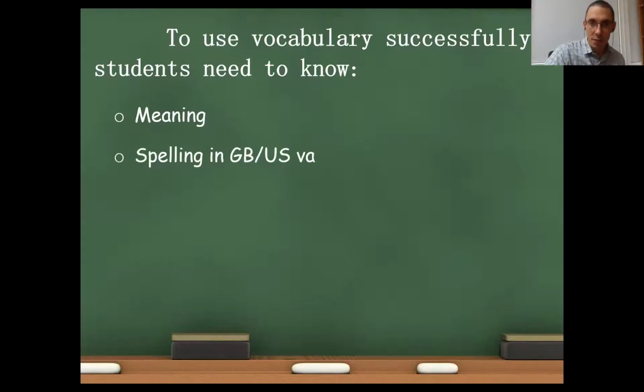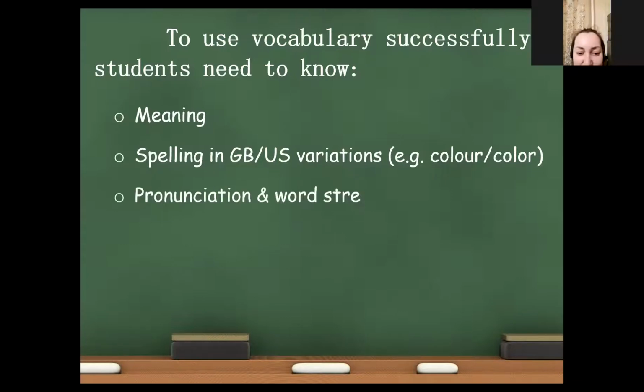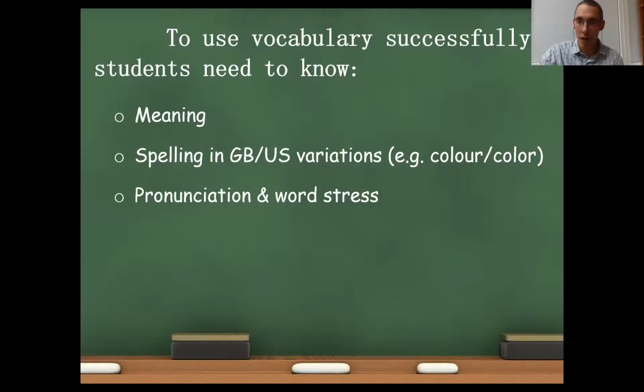Here's some things. Spelling. And of course, spelling, yeah. There are Great Britain variants and American variants as well. For example, the word color. Americans are lazy, so we try to make words shorter. Pronunciation, as we said, and word stress. Like the word invisible, not invisible.